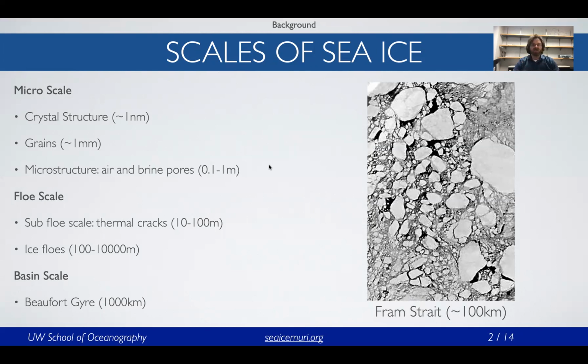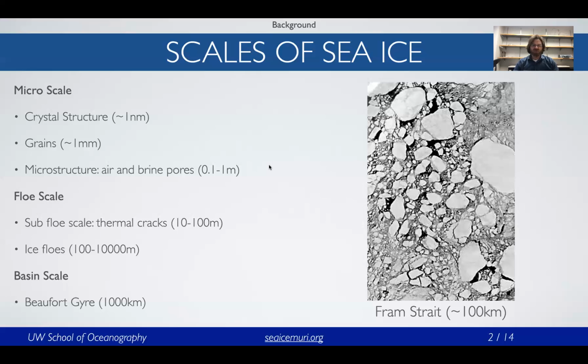When we start looking at the floe scale, we see thermal cracks appearing at 10 to 100 meters in size, and the individual ice floes themselves can range anywhere from 100 meters to 10 kilometers in size. This range of floe ice scales is seen here on the right in an image from the Nares Strait, where we can see some of the really large sea ice floes and some of the real smaller ones next to each other. And then when we zoom out even more, we start looking at the basin scale.